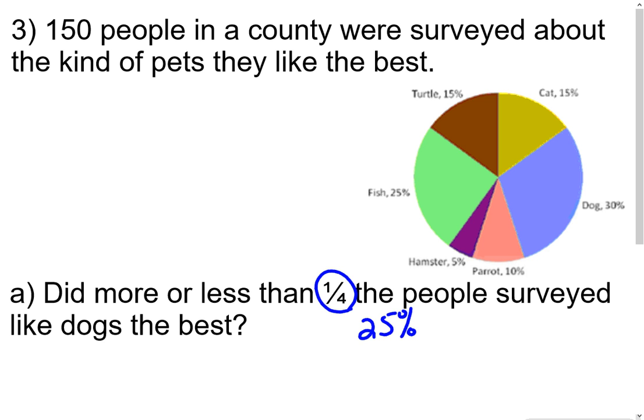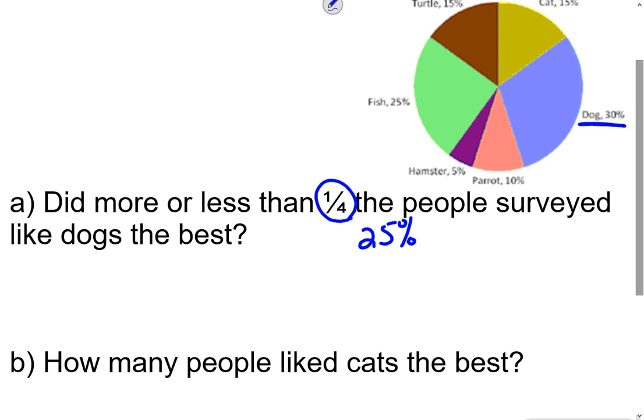Well, I come up here and I look at dogs. That's at 30%. So the answer would be more, because 30% of the people like dogs the best.